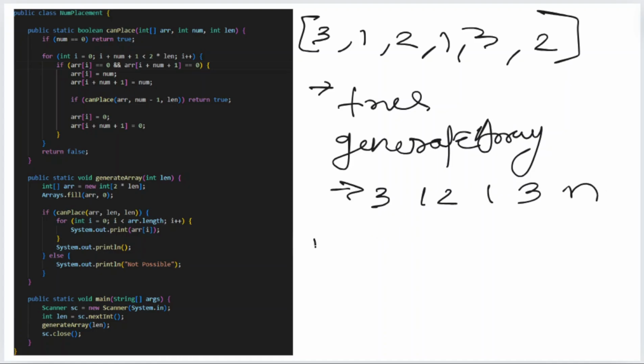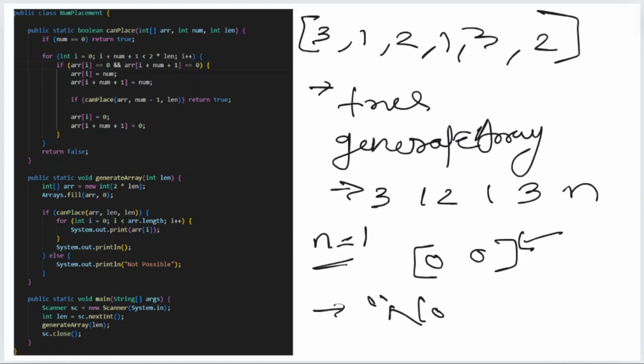Similarly, for example if n is 1, we will try to place 1, since we initialize the array as 0 0. If we try to place two instances of 1 separated by one element, it is not possible since the length is not bigger than 3, so it will just return not possible as the output.